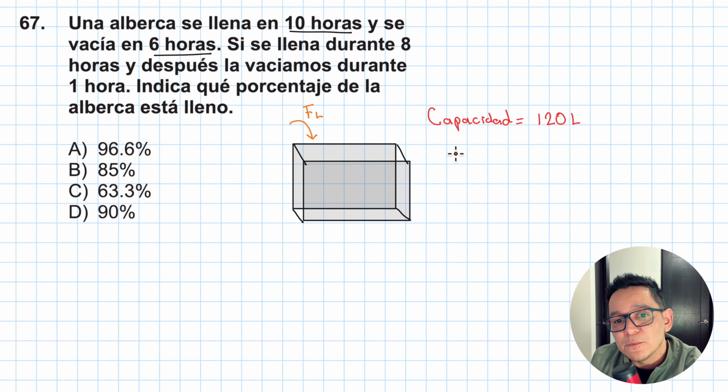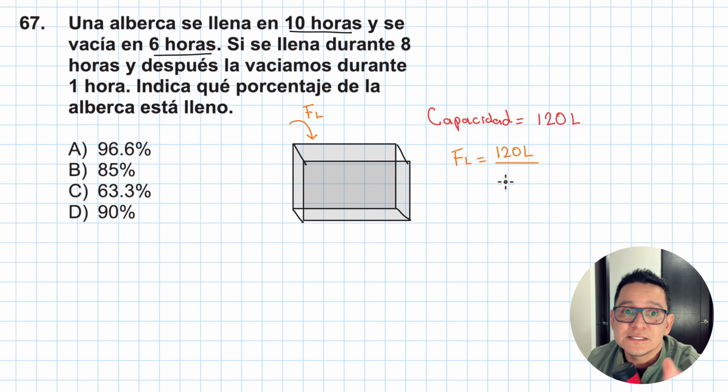So let's calculate the filling flow. How would we calculate it? Well, simply by dividing the total capacity of my pool, which I know, just as I set it up, was a pretty small pool, which was 120 liters, by the time it takes to fill, which it says here is 10 hours, so let's do the division.